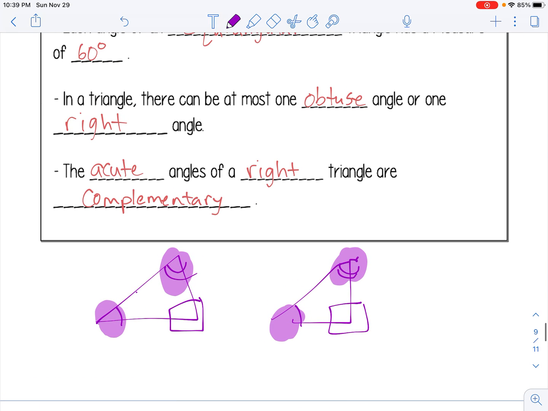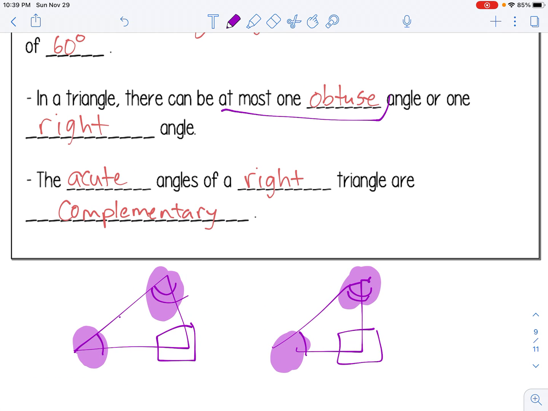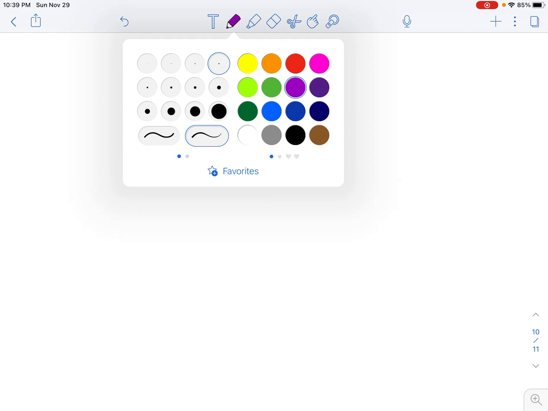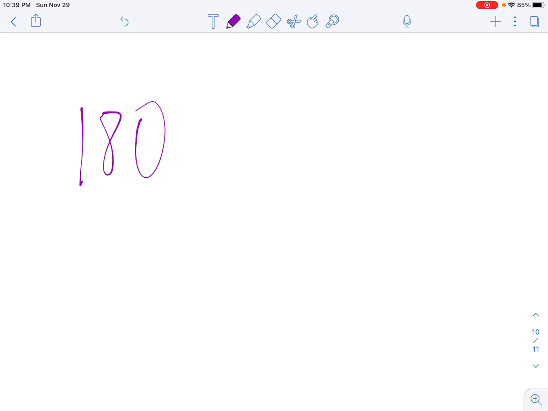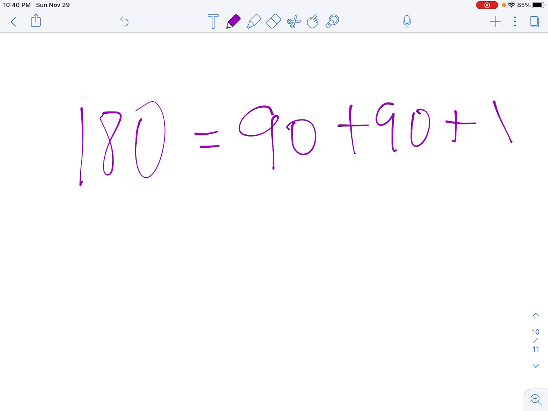Okay, in a triangle, there can be at most one obtuse or one right angle. Okay, well, why does that make sense? Well, I know the angles of a triangle add up to 180 degrees. I can't have two right angles because that would be 90 plus 90, plus a third angle, which would have to equal 180. Well, 90 and 90 is 180. The third angle would equal 0. That doesn't make any sense. So you can only have one right angle.